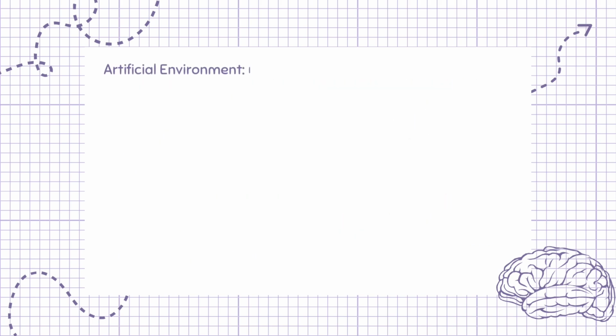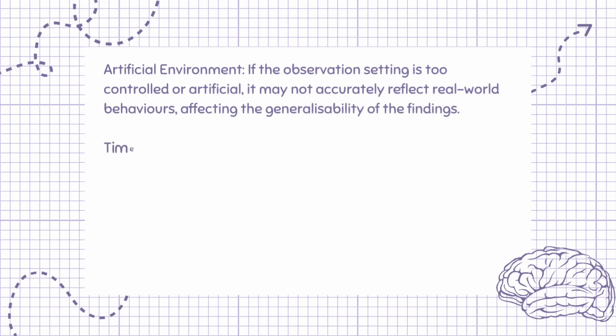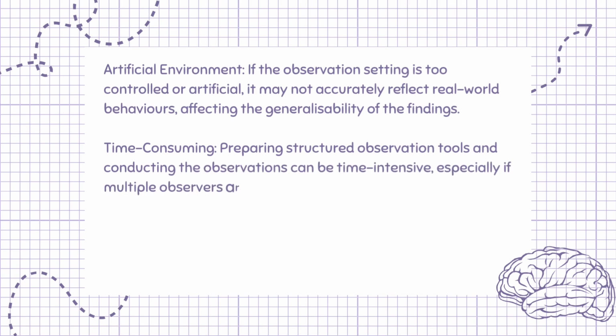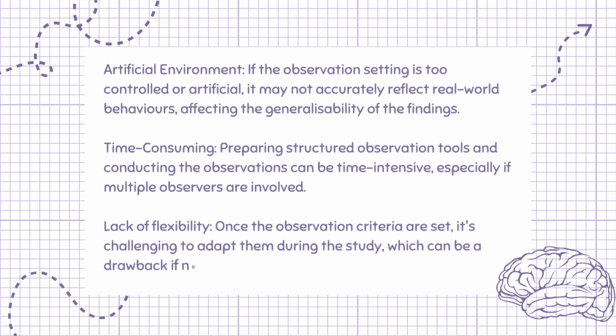Artificial environment. If the observation setting is too controlled or artificial, it may not accurately reflect real-world behaviors, affecting the generalizability of the findings. Time-consuming. Preparing structured observation tools and conducting the observations can be time-intensive, especially if multiple observers are involved. Lack of flexibility. Once the observation criteria are set, it's challenging to adapt them during the study, which can be a drawback if new relevant behaviors emerge.